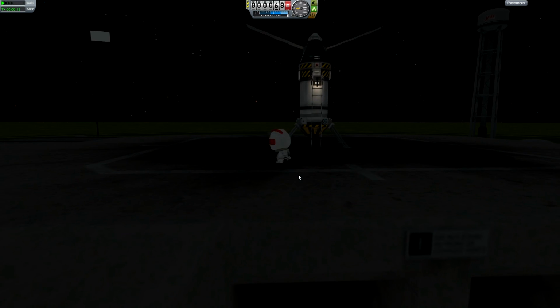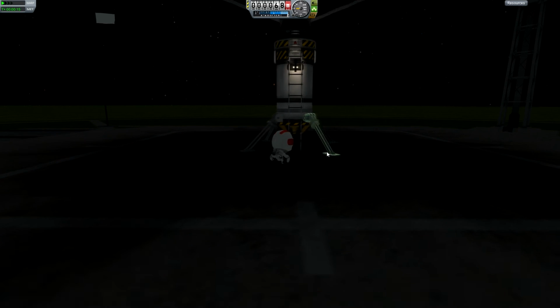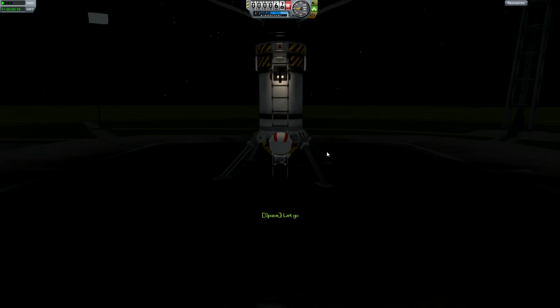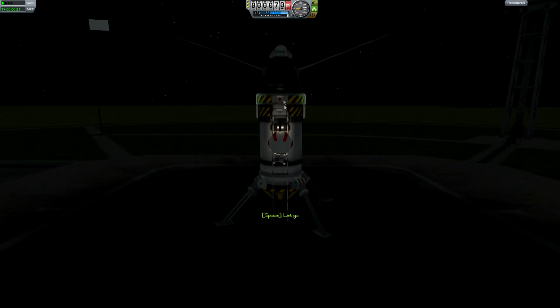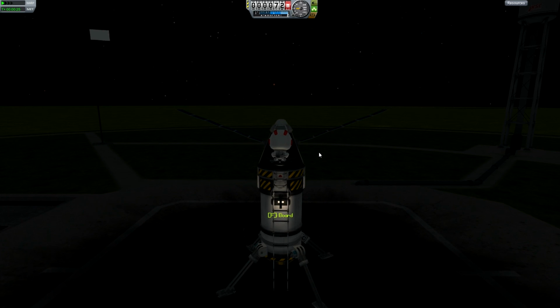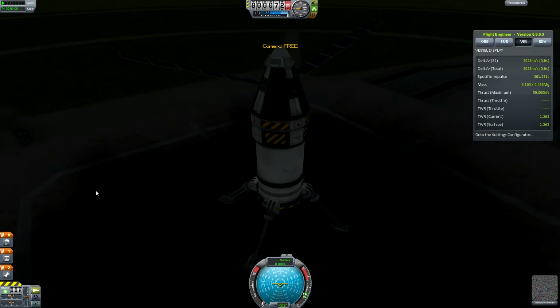You hold down shift to run. Go back to the ladder, press F to grab it. Climb back up. Transition from the ladders here might cause him a bit of bother. No, he's fine. Okay, so we know this design works.